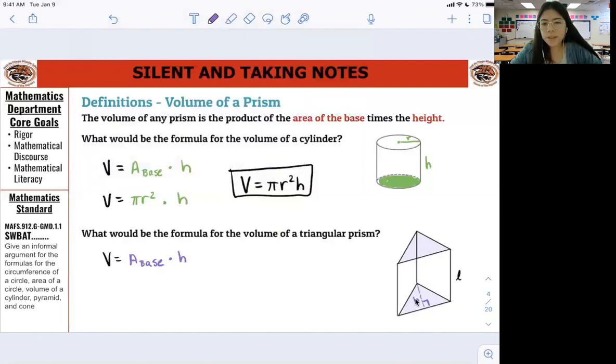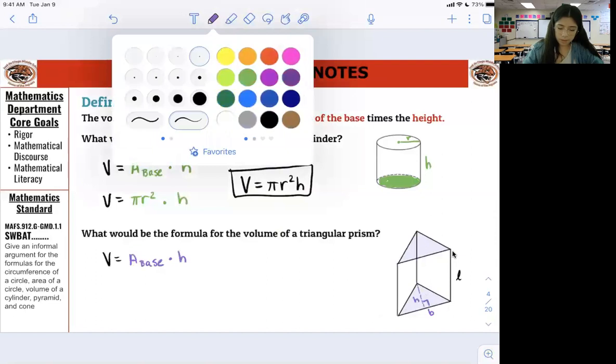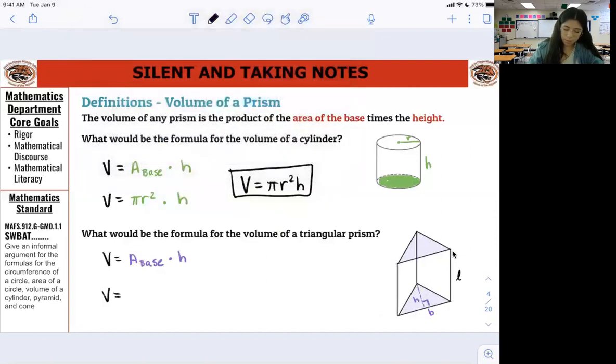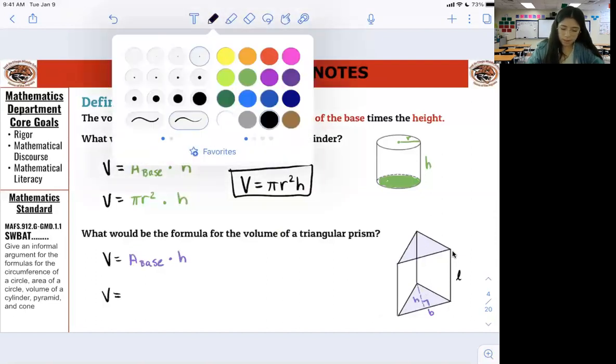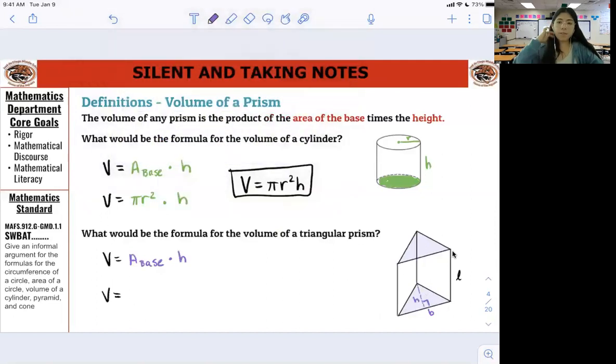So this is the height of just the triangle that makes up the base. And then the base of the triangle is right here. But if you just remember, we're finding the area of this triangle and then multiplying it times whatever this value is. So if all those different letters kind of trip you up, don't worry too much about it. As long as you remember to find the area of the triangle and then multiply it times the height or the length or whatever they call it.